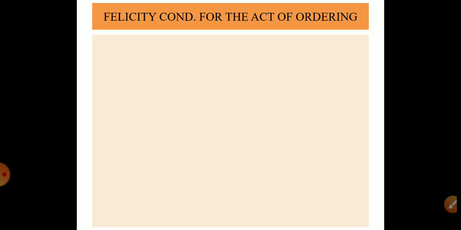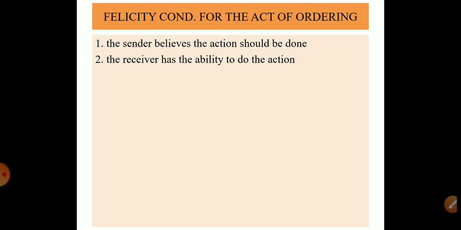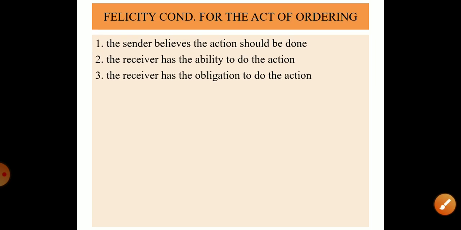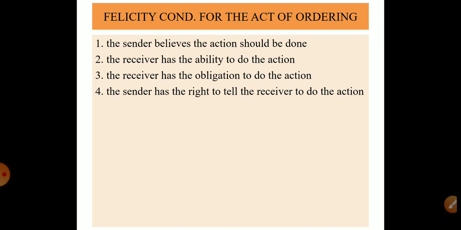For example, felicity conditions for the act of ordering. The sender believes the action should be done. That is, see what condition or situation should exist for an action to happen. First, the sender believes the action should be done. The sender should feel that the action should be completed. The receiver has the ability to do the action. The receiver should be in a condition to fulfill the action, to do the action. The receiver has the obligation to do the action. The receiver should be under an obligation, bound to complete that action. And fourth, the sender has the right to tell the receiver to do the action.